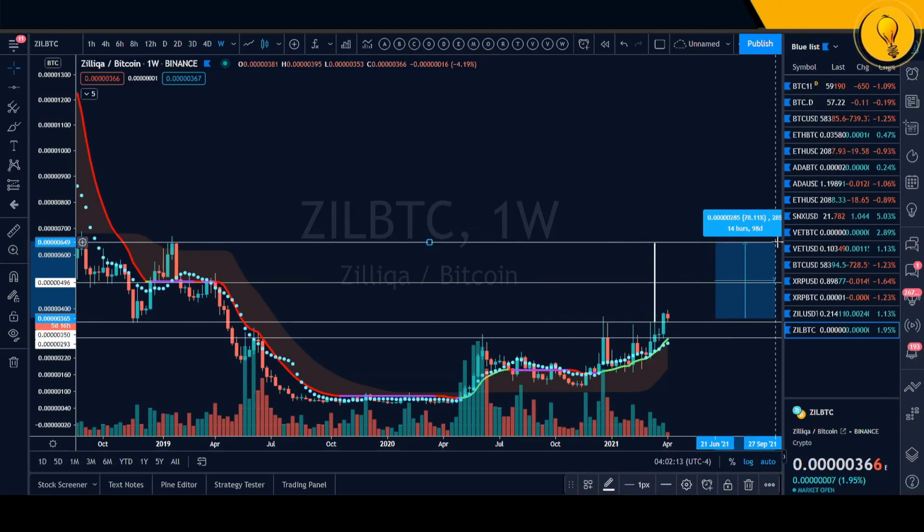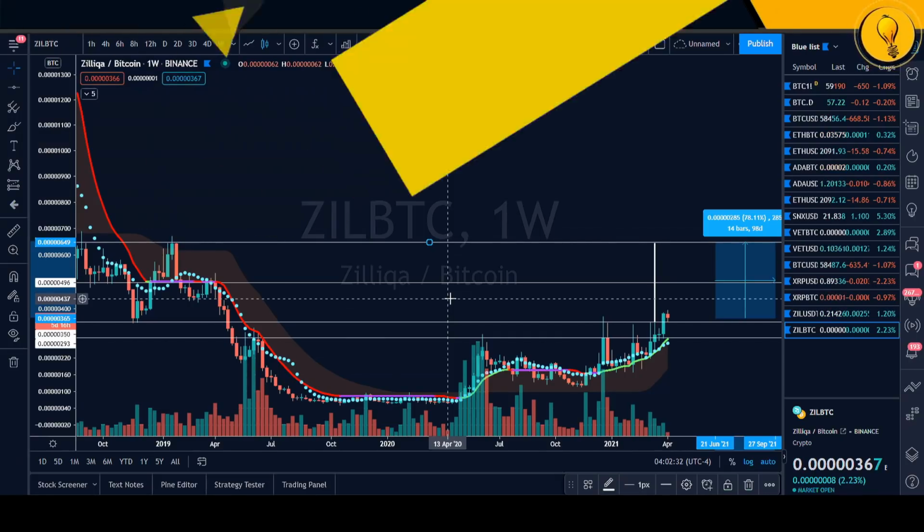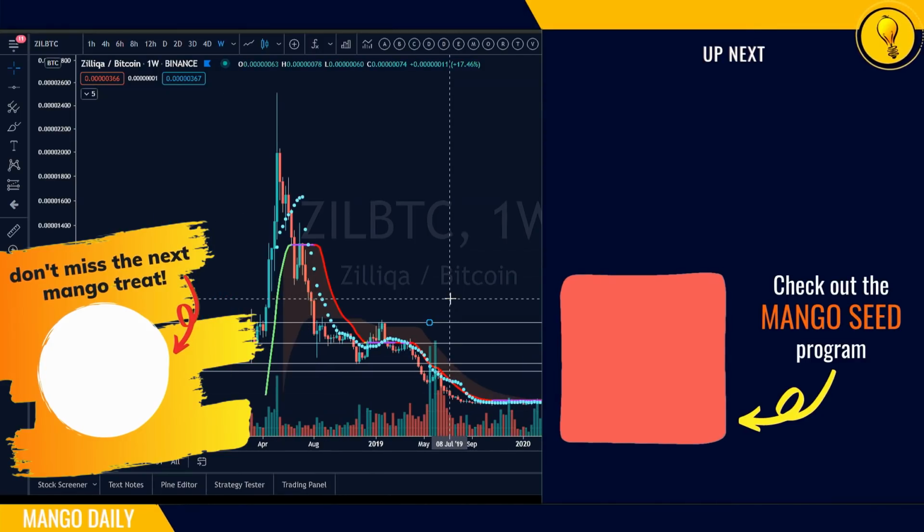That actually lines up with the next target I have after 500. So I have 646 Satoshi marked on my chart over here. So first target, if you do see continuation immediately, is around 510 Satoshi. Next target, 646. So yeah, big moves yet to be met on ZIL. So yeah, this is all we have for you for Zilliqa, ZIL USDT, as well as ZIL BTC.